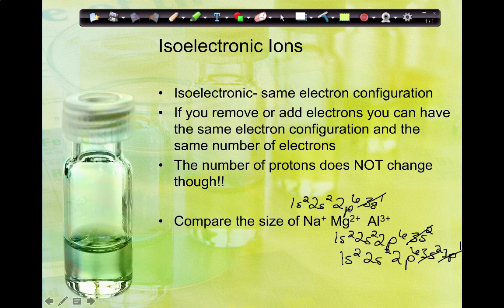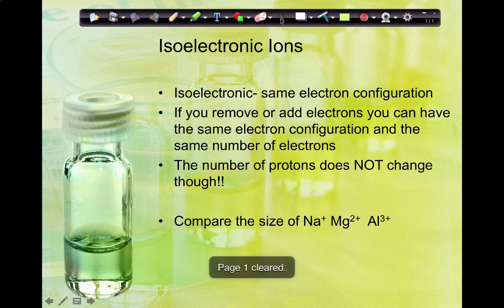They have the same configuration, but they have a different number of protons. So remember, if you have more protons, you're going to pull those electrons in closer because the electrons are more attracted to the nucleus. So aluminum with a positive 3 charge has the ability to pull the electrons in closer, which makes it smaller than magnesium with a positive 2, and then sodium with a positive 1. So they all have the same number of electrons, but the number of protons is different, which means that if it has more protons, it's going to be able to pull those electrons in tighter and make it smaller.